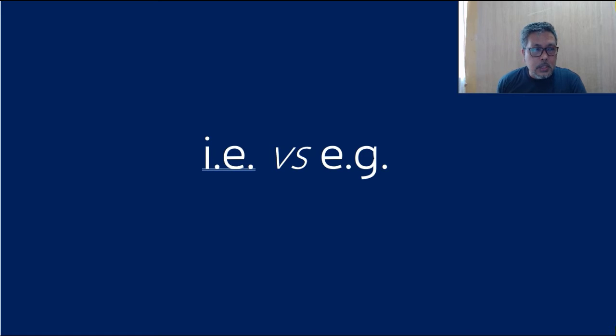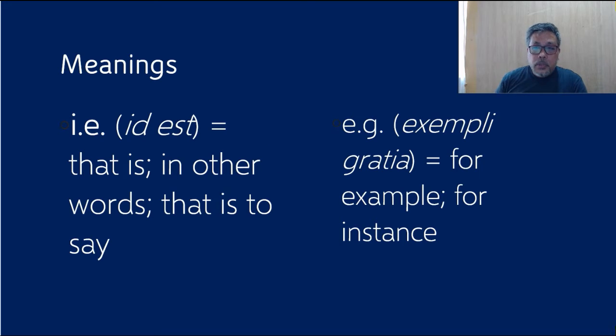Let's go to the meanings first. Both of these are Latin abbreviations. IE is short for id est, and EG is short for exempli gratia. IE, or id est, means that is, or in other words, or that is to say, while exempli gratia is simply for example, for instance. Keep that in mind: id est, that is. Exempli gratia, for example.